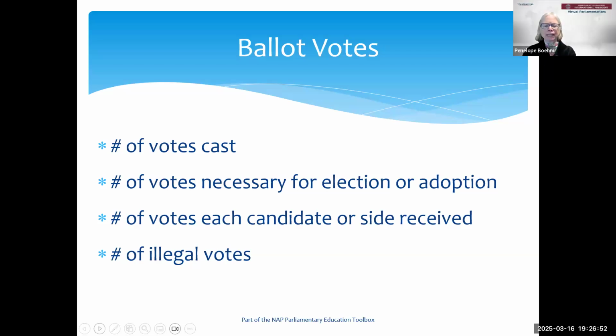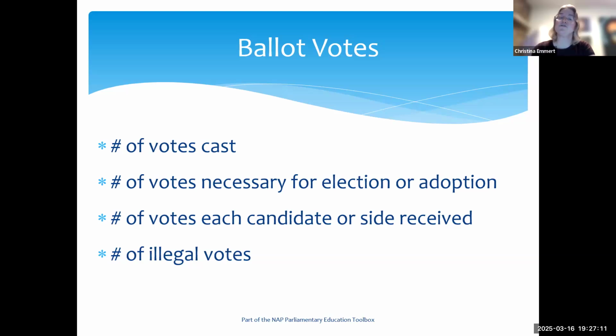And then of course, the number of illegal votes, is that part of your 30 votes? Or if you had 4 illegal votes, would you have said 34 votes cast? No, it would be included in the total number cast. So whatever the number of votes cast, the number for each side and the illegal votes should all add up to 30. So if you had 30 votes cast between whatever the candidates received and the number of illegal votes, that would add up to 30.